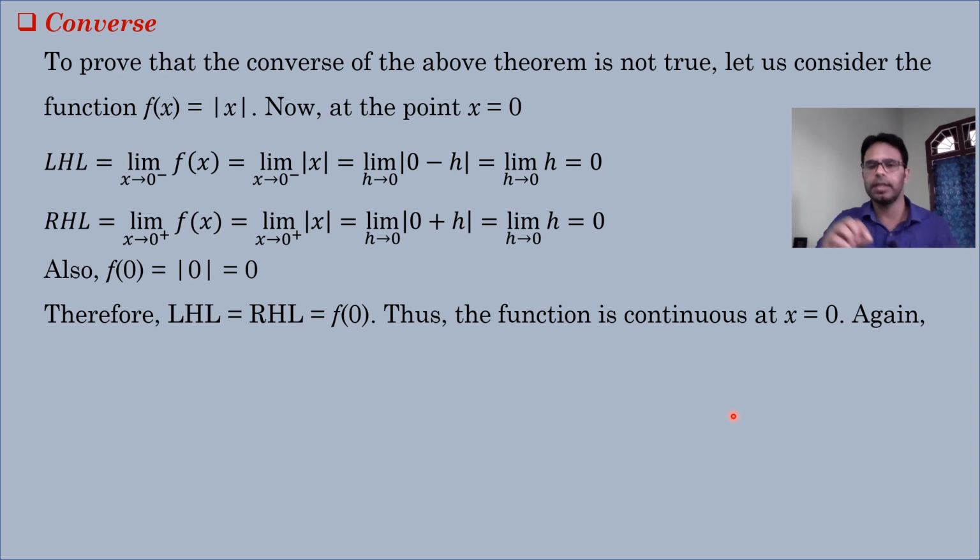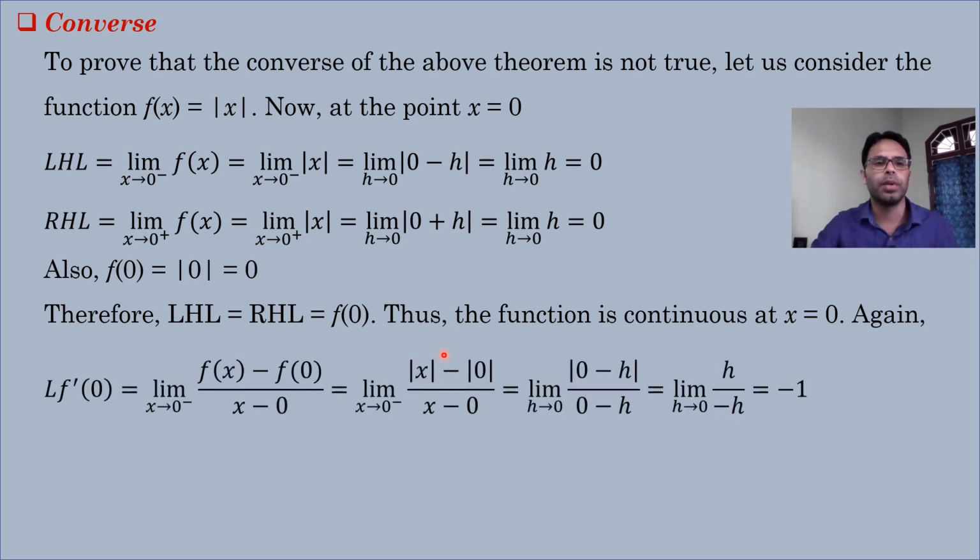So x tends to a minus is the left hand limit and x tends to a plus is the right hand limit, and the limit of f(x) minus f(a) divided by x minus a, if it exists, defines the differentiation. So for L f dash at the point 0, this definition remains the same. This time a is 0 here. Then f(x) is modulus x, f(0) is already 0, so this is x minus 0.